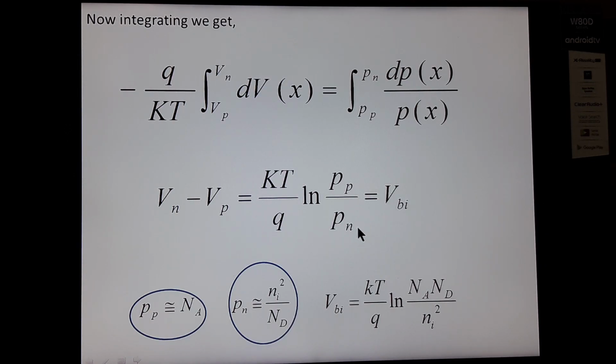Integrating the values, this is defined as the built-in potential. Now considering Pp approximately equal to the acceptor doping density in the P side, that is the majority carrier hole density in the P side, and the minority carrier hole density in the N side. From the law of mass action, we get the standard form of the built-in potential value, and from this we conclude that the built-in potential is directly related to the temperature as well as the doping density of the P side and the N side, where Ni is the intrinsic carrier density, a constant at a particular temperature.